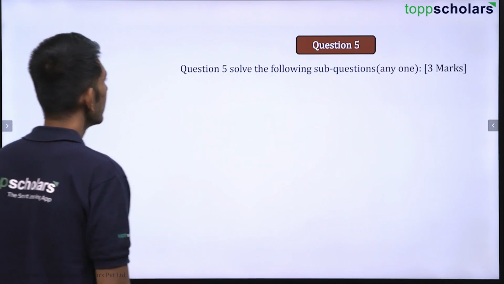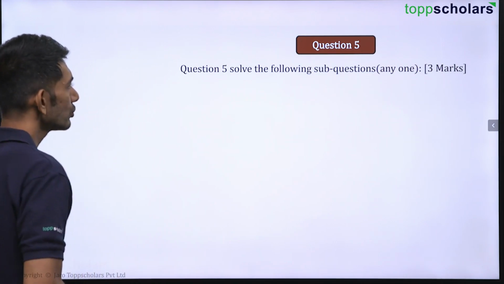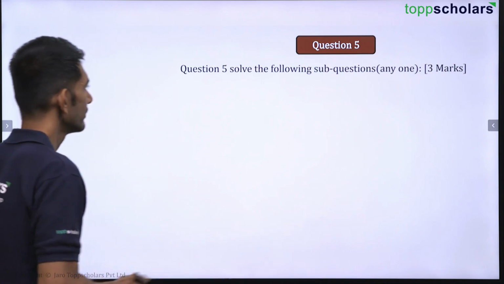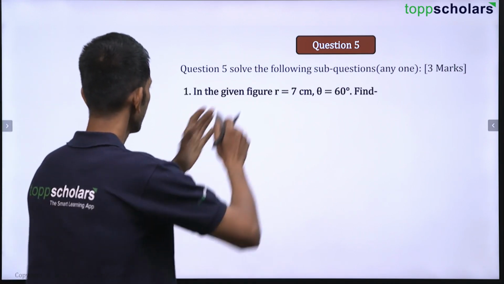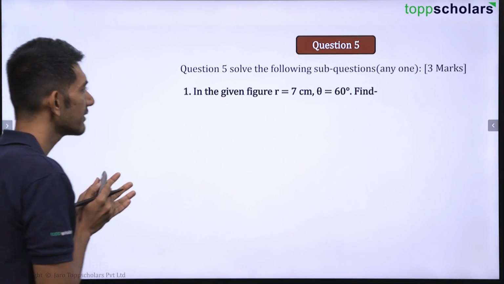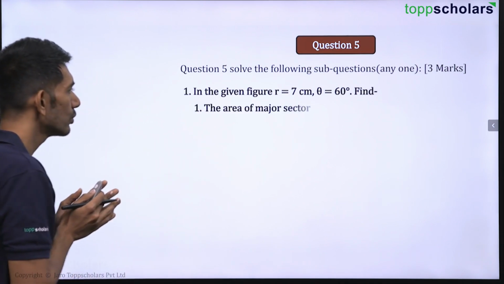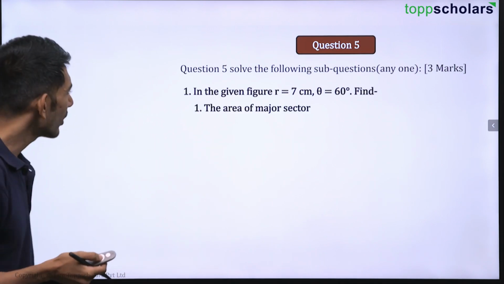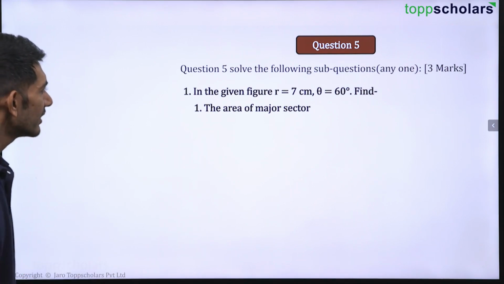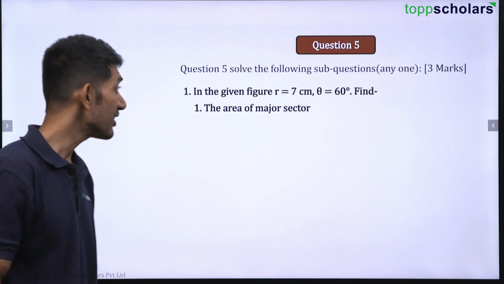So now here, question number 5, you're supposed to solve any one. Let us see. It says in the given figure, R is 7, theta is 60. This is related to area related to sectors, right? So R is 7 given, theta is 60 given. We are supposed to find out the area of the major sector.